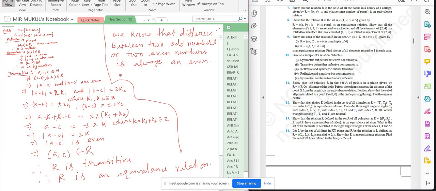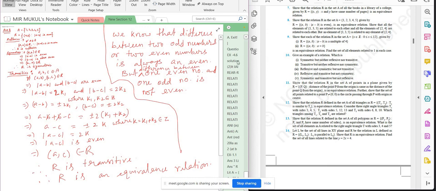Yes, sir. But the difference between one even number and one odd number, here you write the difference between one even number and one odd number. An odd number is not even.